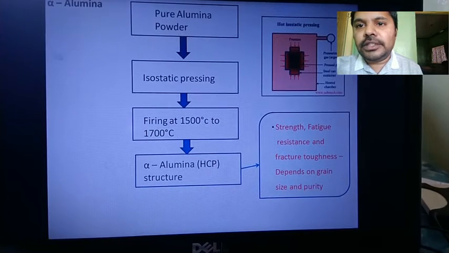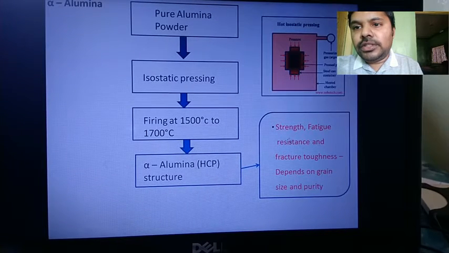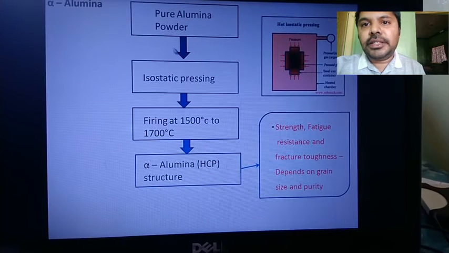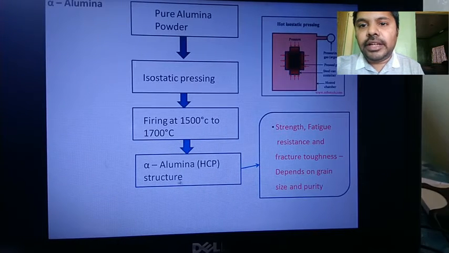There is another type of isostatic pressing. Here we use hot isostatic, and cold isostatic is also available. Firing is done at 1500 to 1700 degrees Celsius. Finally, the steel chamber where the alumina powder is kept is fired at 1500 to 1700 degrees Celsius, and we obtain alpha alumina in the HCP structure, the hexagonal close packed structure. The strength, fatigue resistance, and fracture toughness of the obtained alpha alumina depend on its grain size and purity. This is the preparation method of alpha alumina.